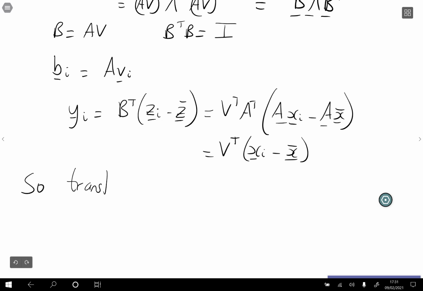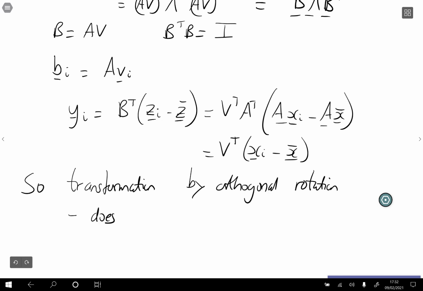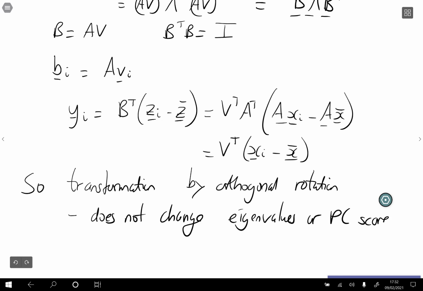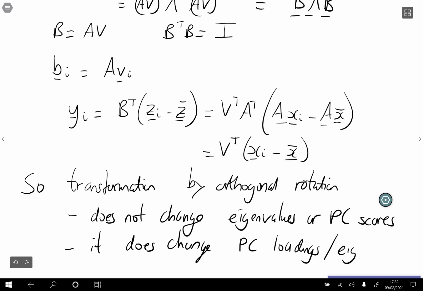The transformation by orthogonal rotation does not change the eigenvalues or principal component scores. It does change the principal component loadings, or the eigenvectors, as they're often called.